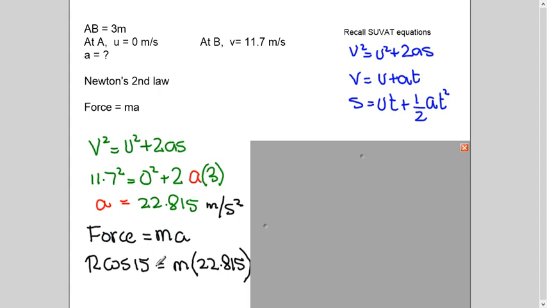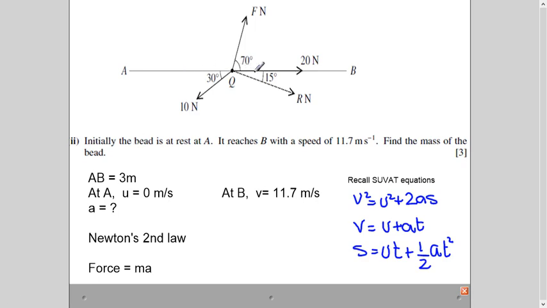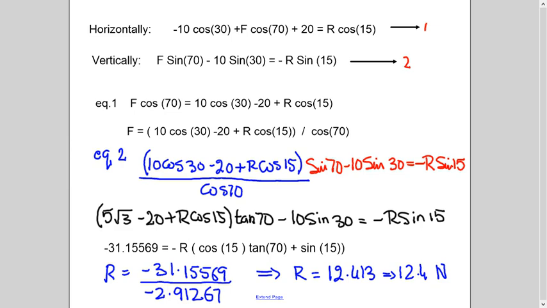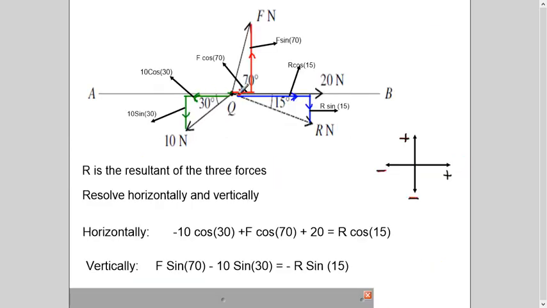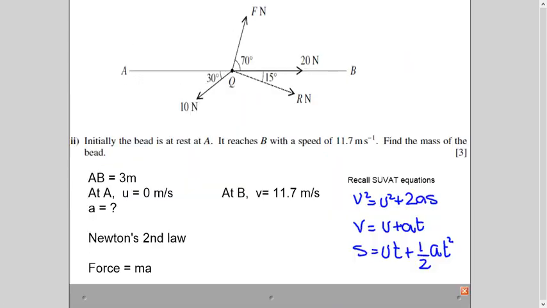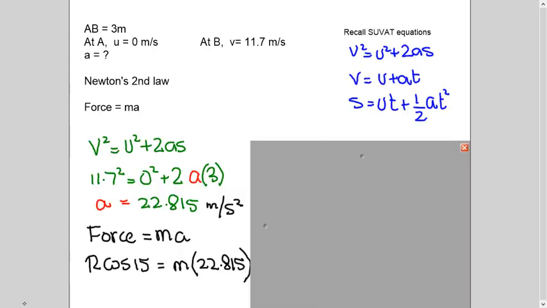Now force is R cos 15. Do you remember how? Let me show you again if you have forgotten. If you remember, this horizontal component of the resultant force was R cos 15. Let me show you here. Remember, this resultant force is R cos 15, right? So this force is my forward force, which is making the bead move. So now I'm using R cos 15 is equal to ma.